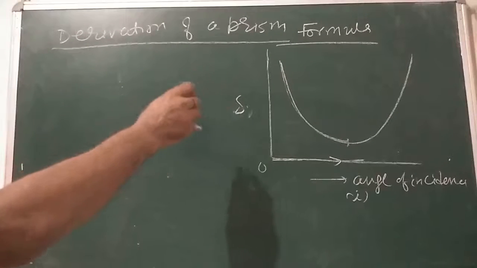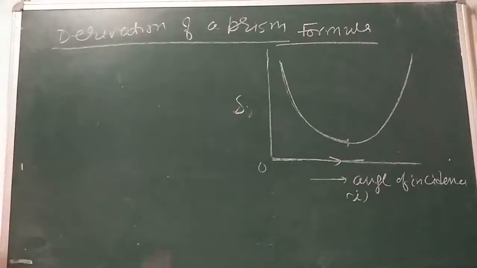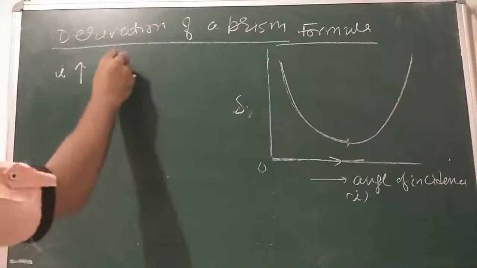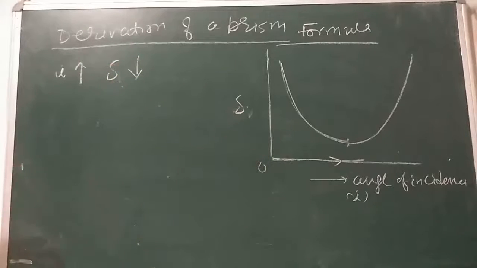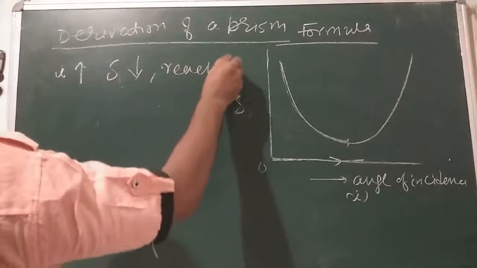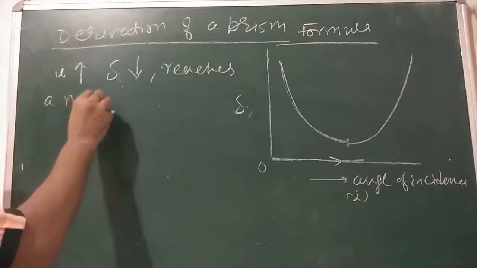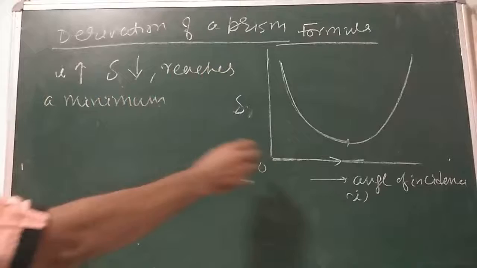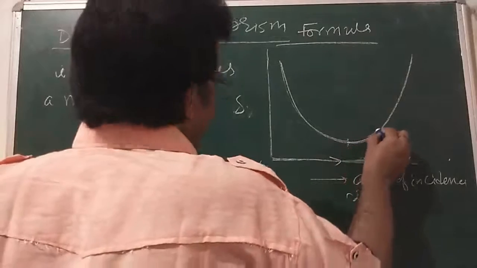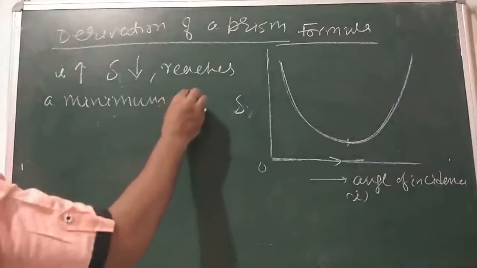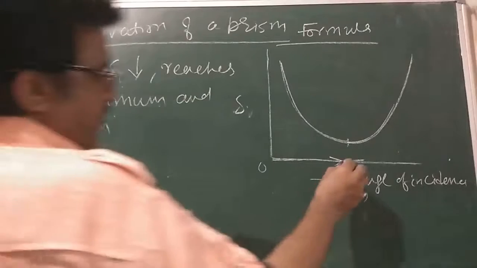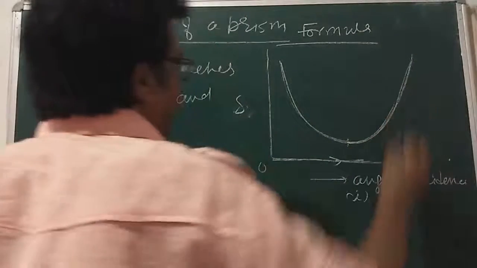This figure shows the angle of deviation delta with angle of incidence I. When I is increased, delta decreases, as we can see, and it reaches a minimum value and then increases again. It reaches a minimum value and increases again. Again it is increasing, you can see further: we are increasing the angle of incidence, and it goes on increasing.